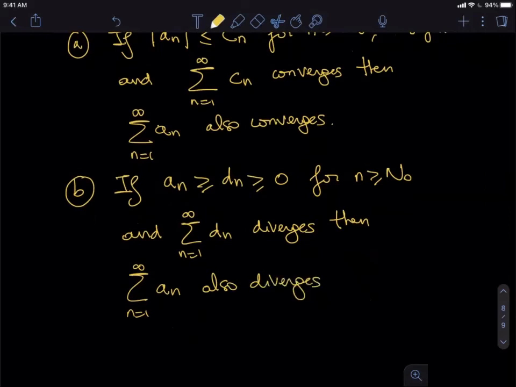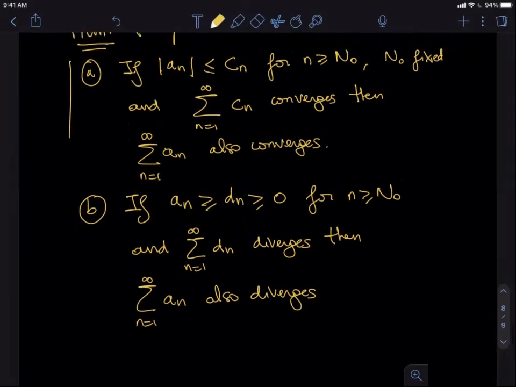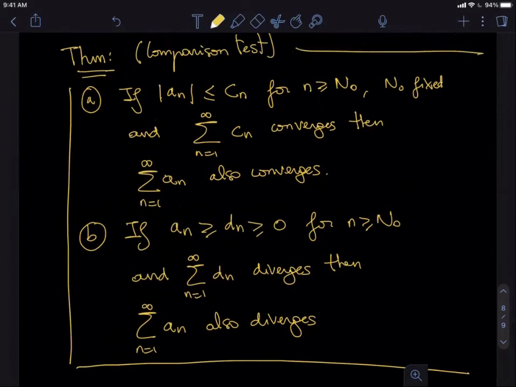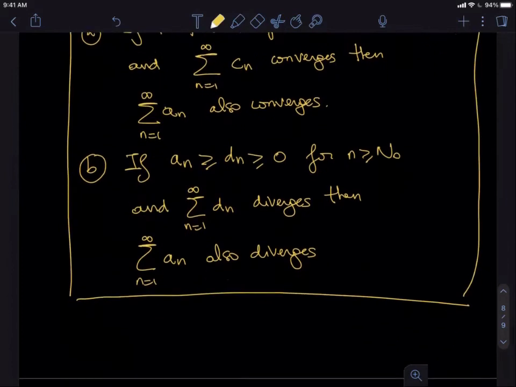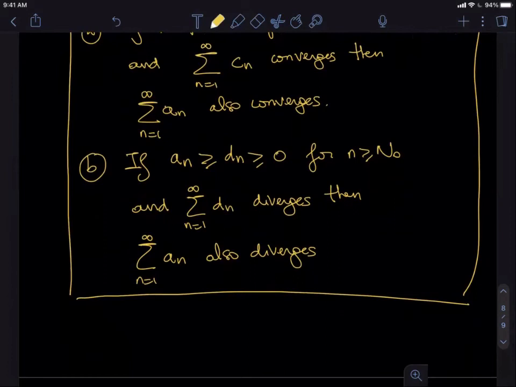diverges. So here what is happening is that the sum of the an is above the sum of the dn. So if the sum of the dn pushes to infinity, then it will carry the sum of the an along. So this is our comparison test. And the way we use it is just comparing with series that we know converge or diverge.